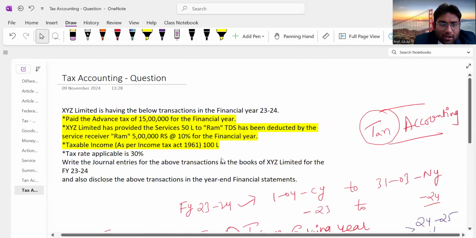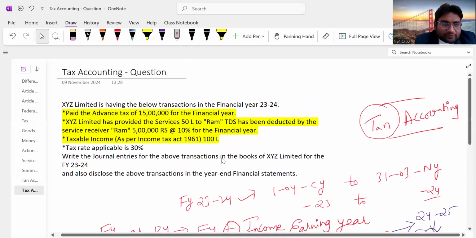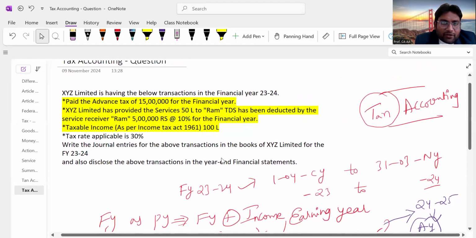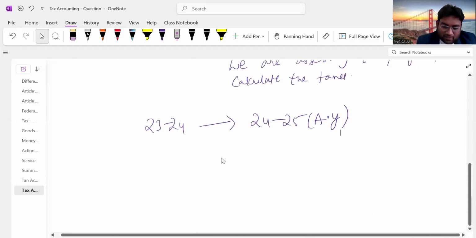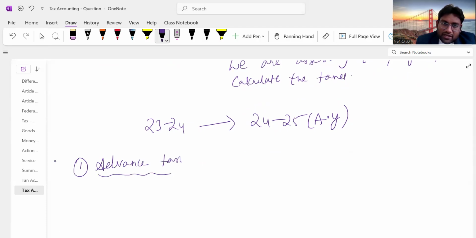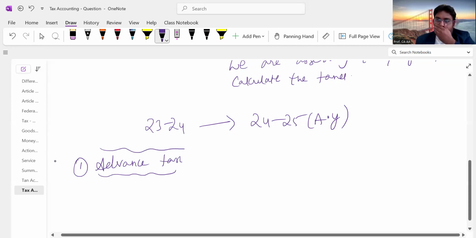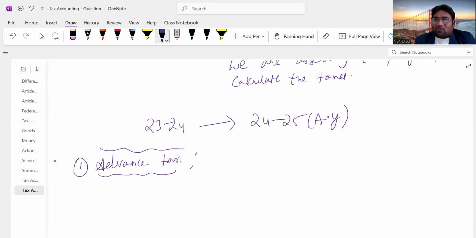Now what is the first transaction? The company paid advance tax of 15 lakhs in the financial year. The first transaction is the advance tax transaction. So what is this advance tax, sir?